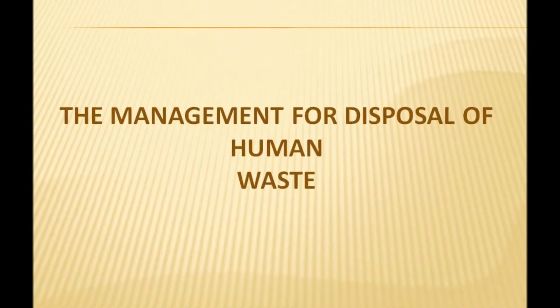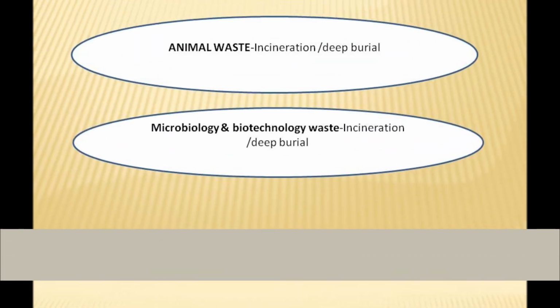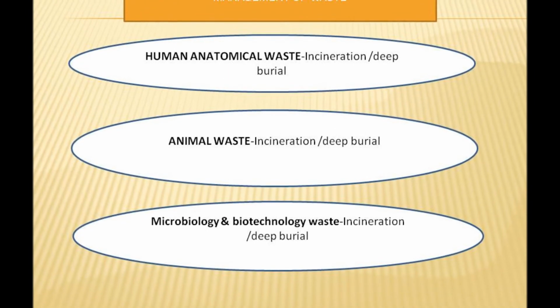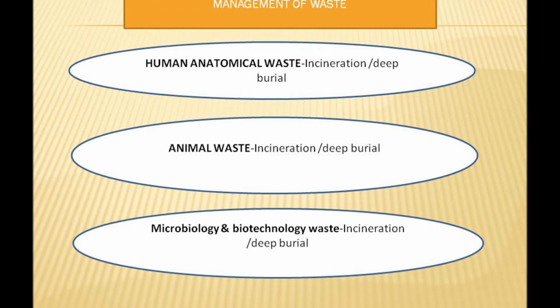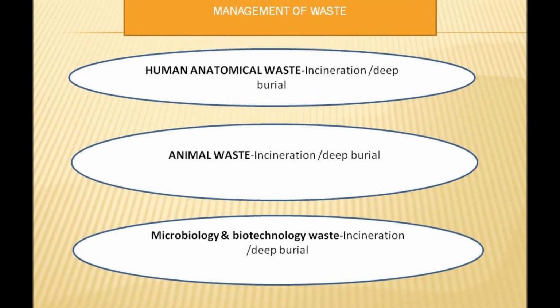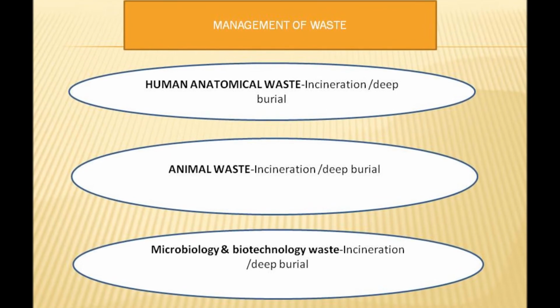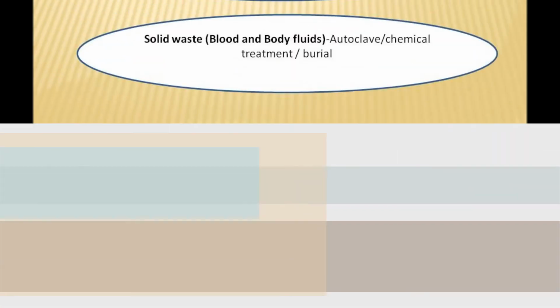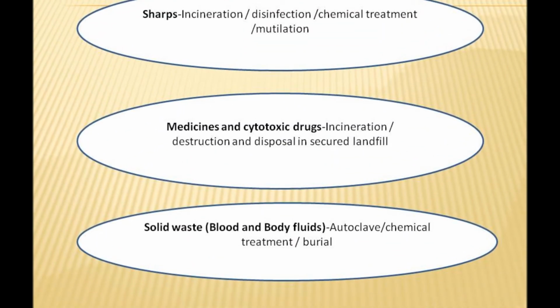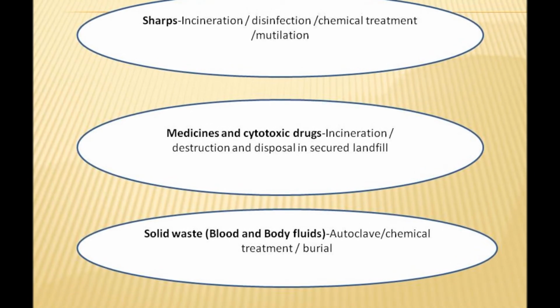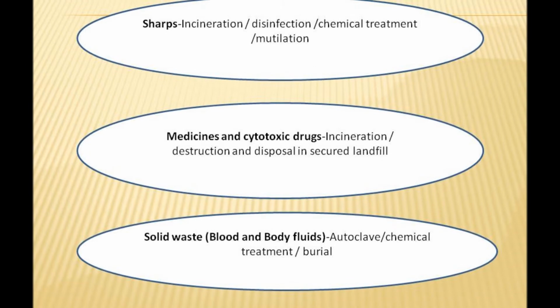Next, we'll go over management of waste: human anatomical waste, animal waste, microbiology and biotechnology waste. They are removed through incineration or deep burial. For sharp objects, we remove them through incineration, disinfection, chemical treatment, or mutilation.